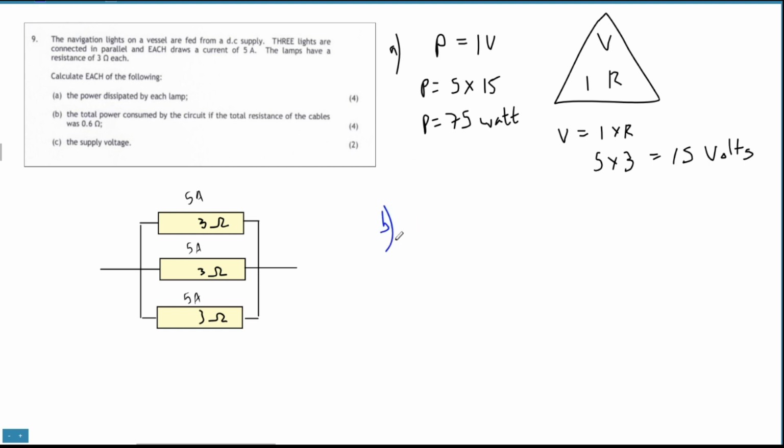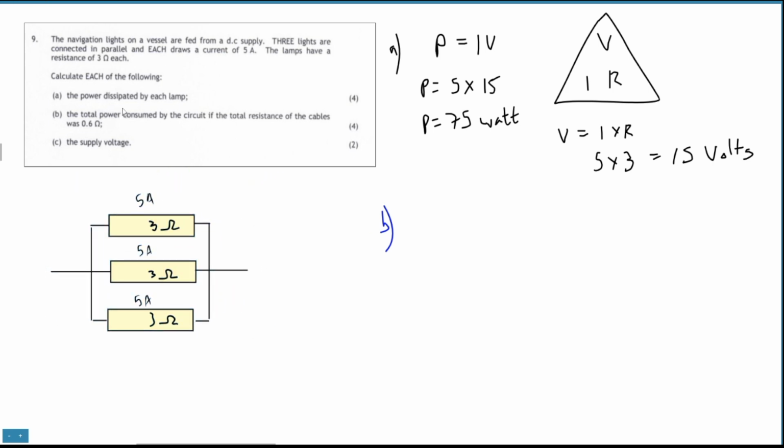Part B. Because the total resistance of the cables, we did this one the other day. I had to think about it quite a lot. What does that mean? I mean, where's the cable? Does it mean all these cables? Are they in series or parallel or what? So I'm literally going to model this as being somehow connected to a power supply. So I'm going to model that as being my cables.